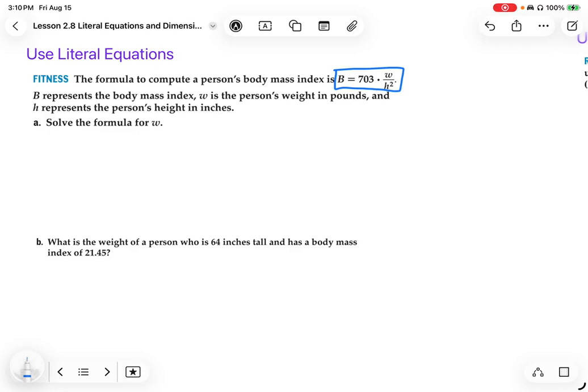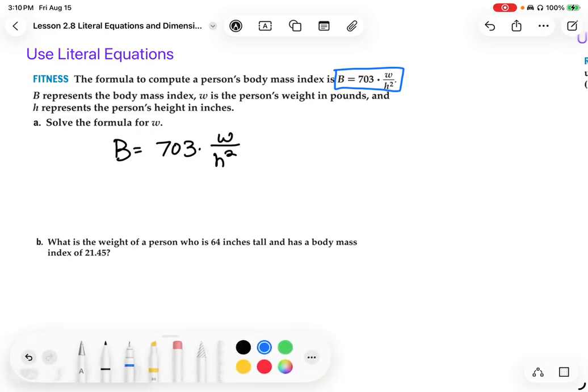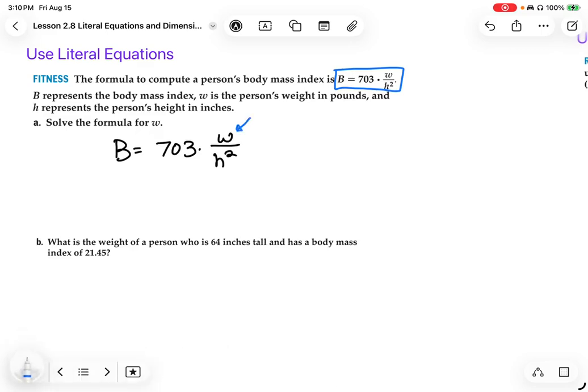So we're first going to solve the formula for W. So what that means is we need to get rid of everything on the right side of this equation except for the W right there. Okay, so there's two things that we need to remove. One is the H squared and one is the 703. One is going to be gotten rid of using the division property of equality, and one the multiplication property of equality. So it doesn't really matter which one we get rid of first.